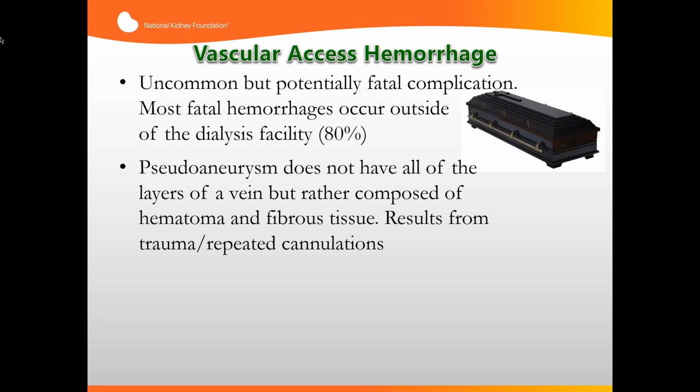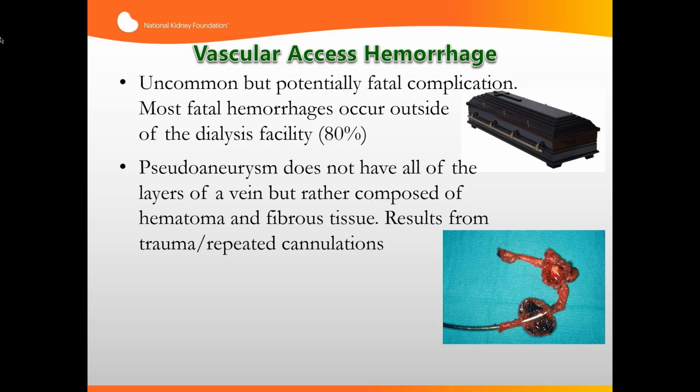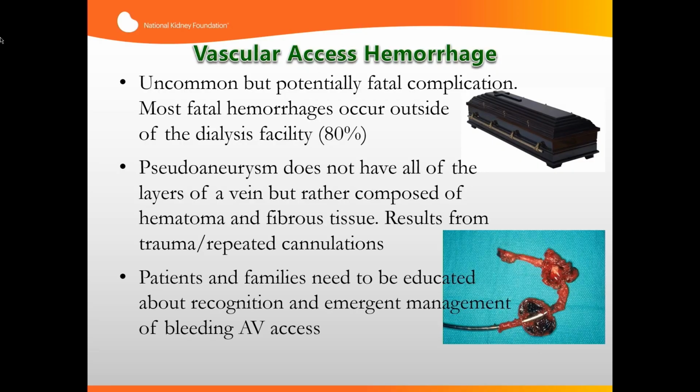So why does this occur? Because pseudoaneurysms occur from repeated cannulation of their fistulas. As you know, a pseudoaneurysm is not really an aneurysm. It doesn't have all the layers of the vein. It's rather composed of hematoma and fibrous tissue, and so it doesn't take much for that eventually to rupture. As I had said, the way you educate your patient and caregiver is finger pressure over that site of bleeding. Don't try to use a tourniquet. Don't try to use a blood pressure cuff. Just get a finger over that and get them immediate medical help. That's the way you prevent an unfortunate fatality.